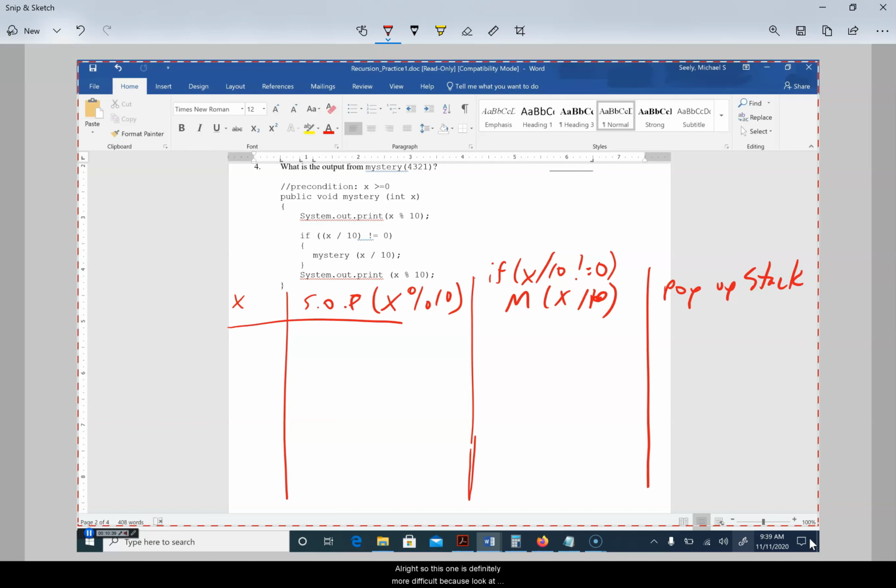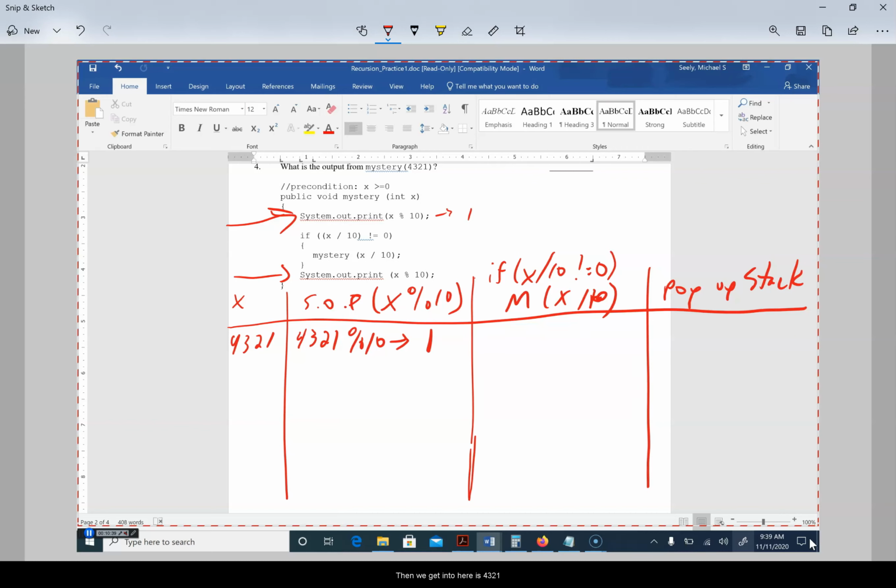All right, so this one's definitely more difficult because look at it, it has a print there and a print there. Okay, so X is 4,321. So we print 4,321 modulus 10, and that is, how many times does 10 go into 4,321? It goes in 432 times with a remainder of 1. So 1 prints right here. The first time through, 1 prints. Okay.